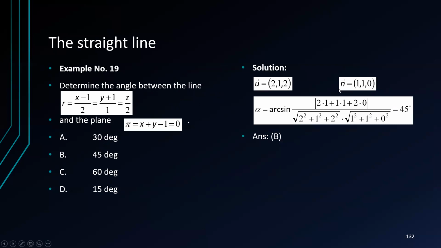Example number 19. Determine the angle between the line R is equal to x minus 1 over 2 is equal to y plus 1 over 2 is equal to z over 2. And the plane pi is equal to x plus y minus 1. Ito yung plane mo. Naka-incline. Solution. So, value, U arrow is equal to 2, 1, 2. Yan. 2, 1, 2. Then N is 1, 1, 0. Yung line is U1 is 1, U2 is 1 and 2. Yung N ito.